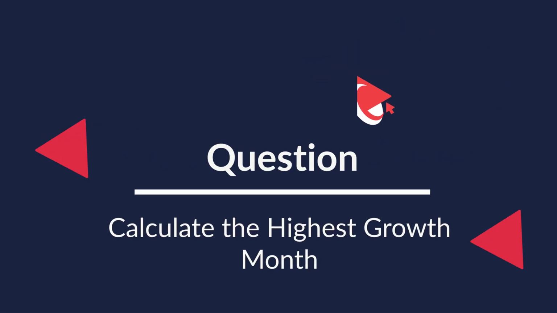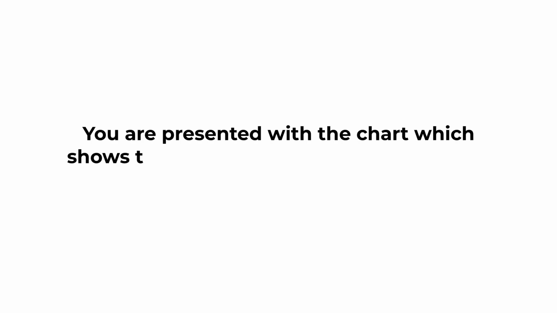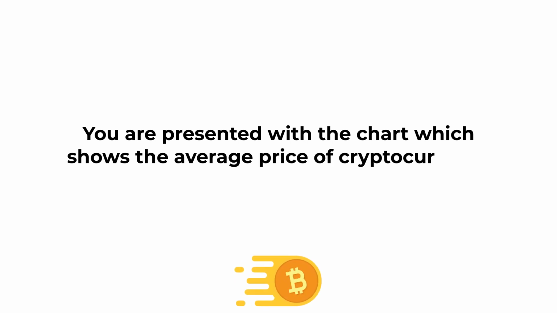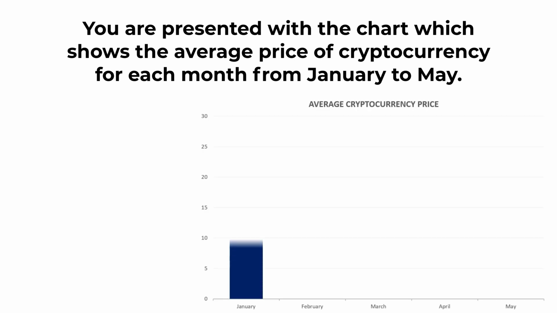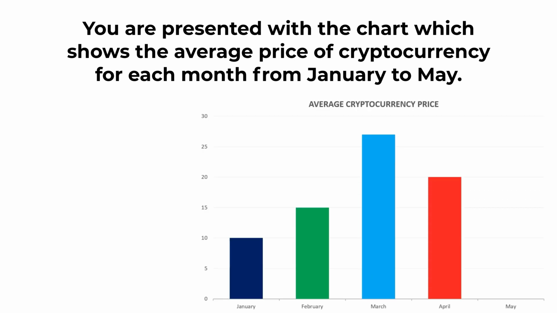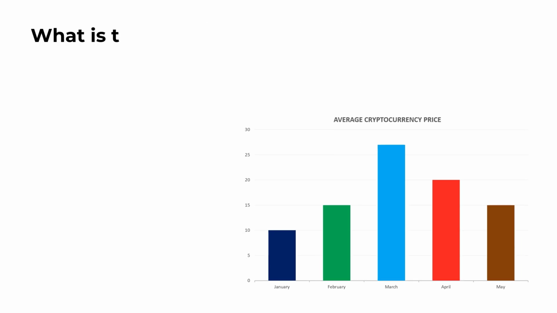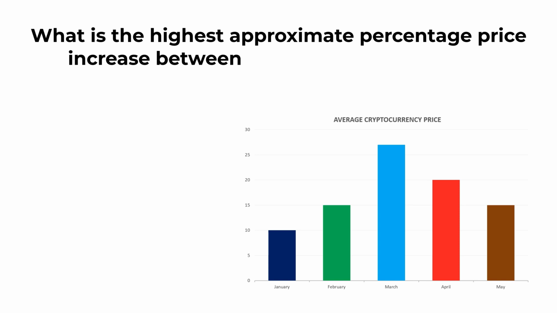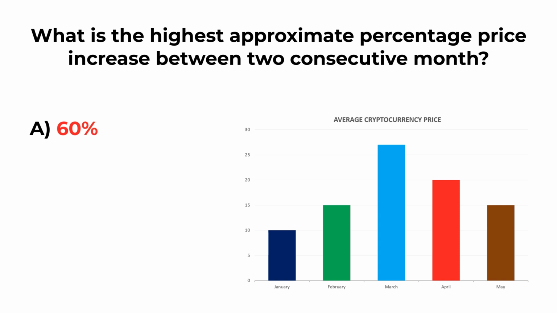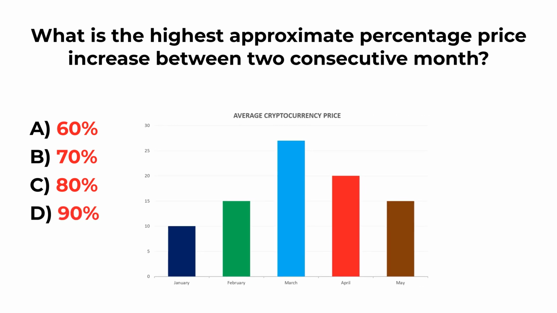Here's a cool question which tests your knowledge of percentages. You're presented with a chart which shows average cryptocurrency price. And the question tells you that the chart shows the average price of cryptocurrency for each month from January to May. And the question is, what is the highest approximate percentage price increase between 2 consecutive months? You're presented with 4 different choices. Choice A, 60%, choice B, 70%, choice C, 80%, and then choice D, 90%.